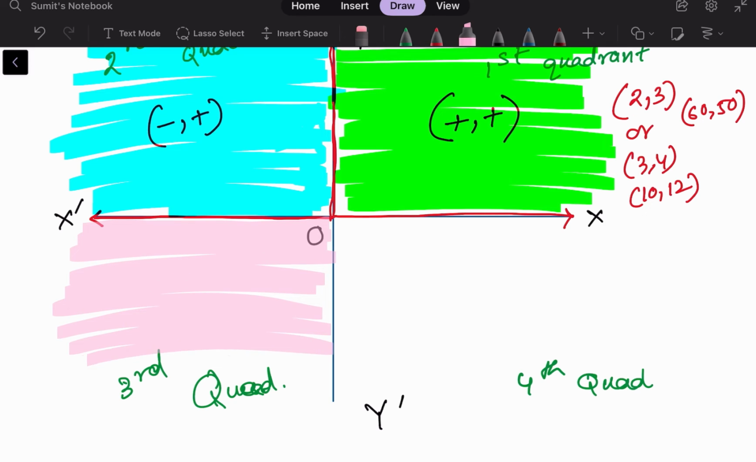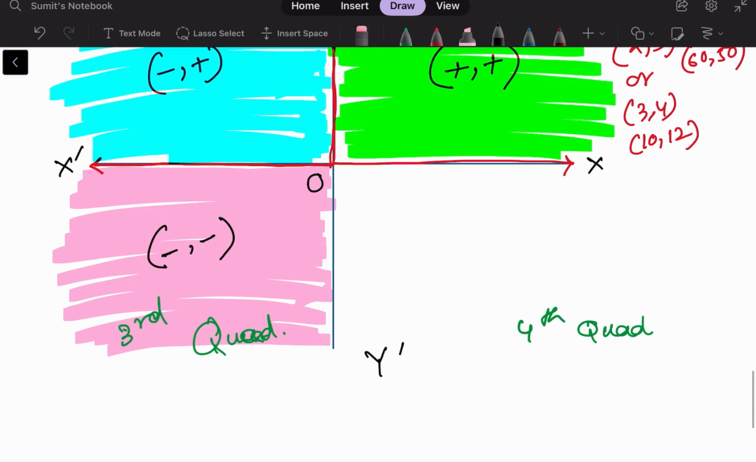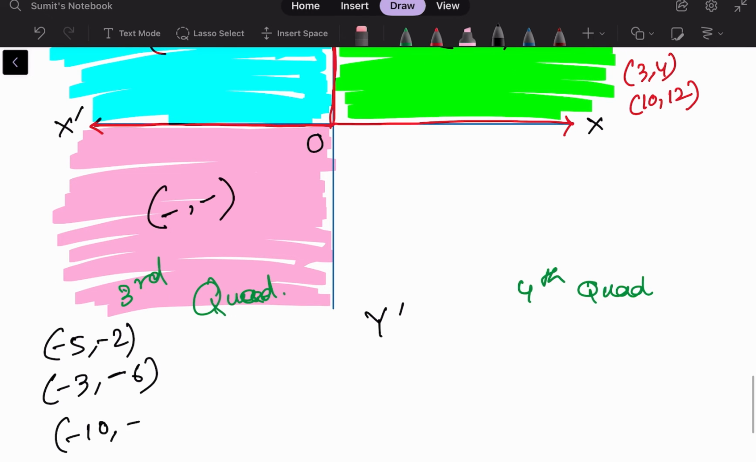The third quadrant means this region I have marked. It is bounded by the negative x-axis and the negative y-axis, so negative x comma negative y. Any number plotted in the third quadrant will be negative comma negative, meaning both numbers should be negative. For example, -5 comma -2, -3 comma -3, -10 comma -7 will all be in the third quadrant.